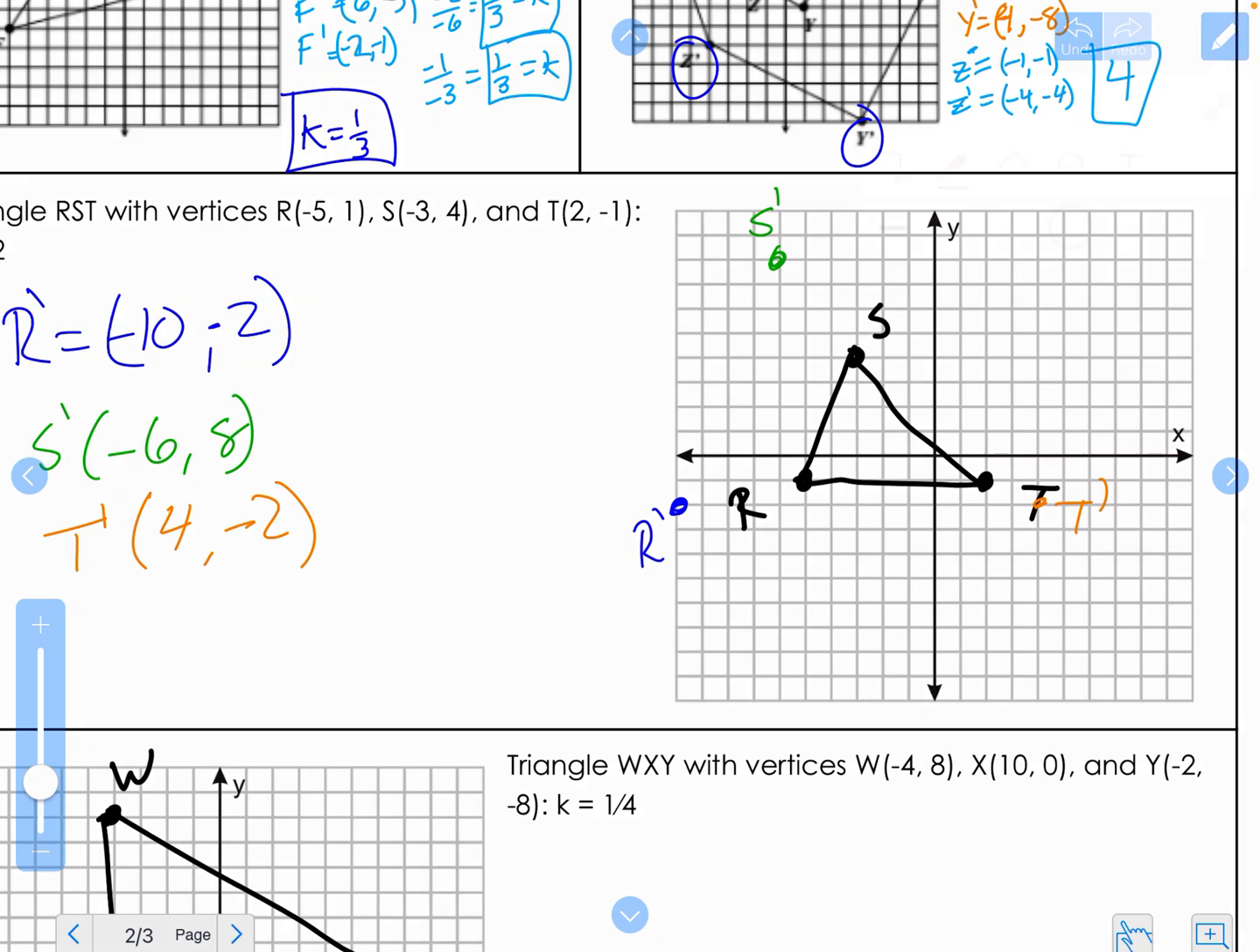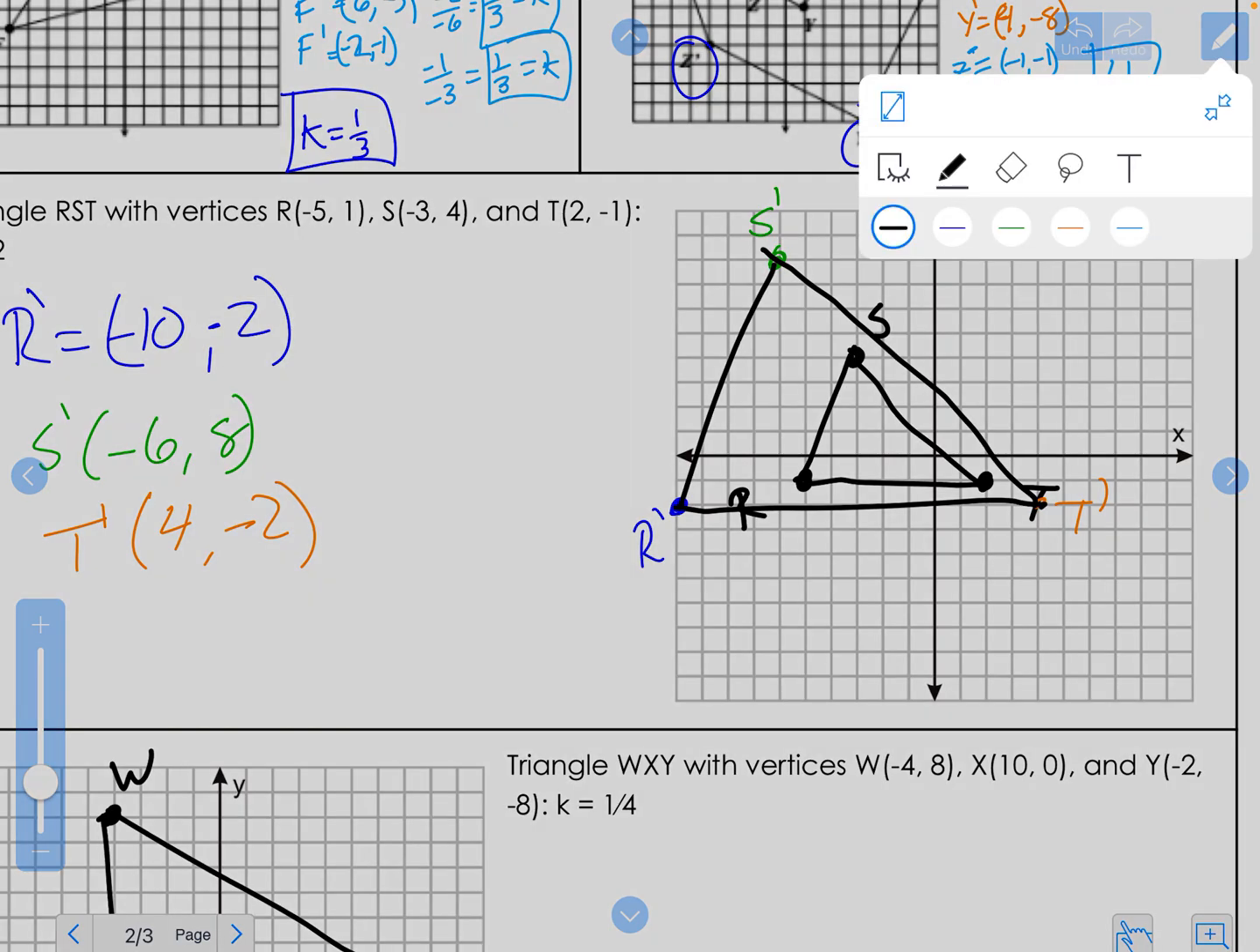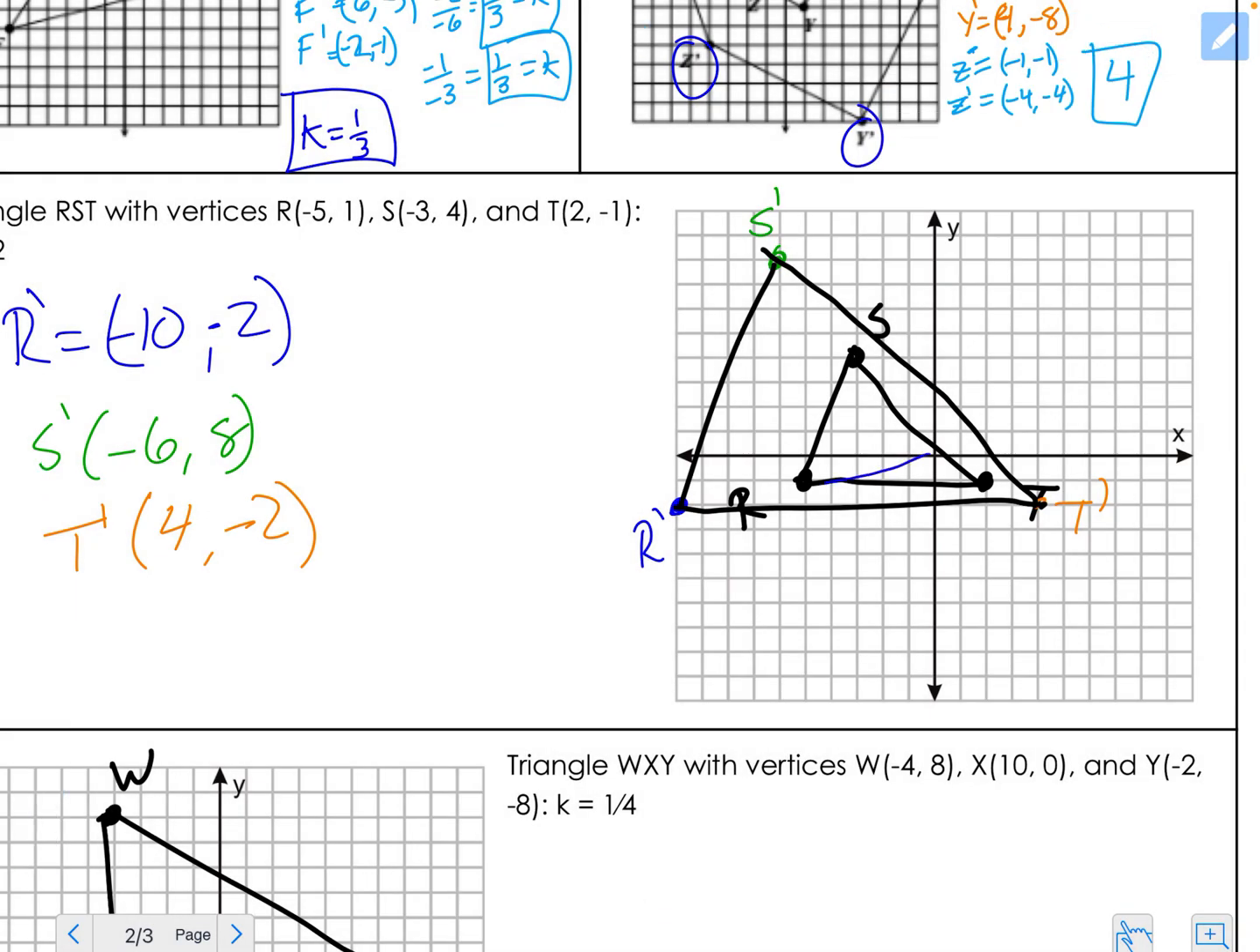And so if I connect all of my dots, that's a really bad line, especially considering I had a line already. So if I were to draw a line from the origin through all of my points, they should all be on the same line. And so that's how we know dilations work, is that they're all on the same line from the center of dilation.